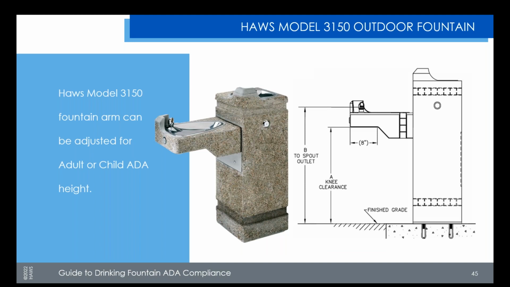So I'm going to get into some examples similar to that last one and how to do it correctly, while giving you some slides with all the dimensions to reference. And I'm going to be using our Haas 3150 model. This model has an arm that can be adjusted for either wheelchair accessibility height or a child height. We see that most often in cases of playgrounds, and it is a very common style.